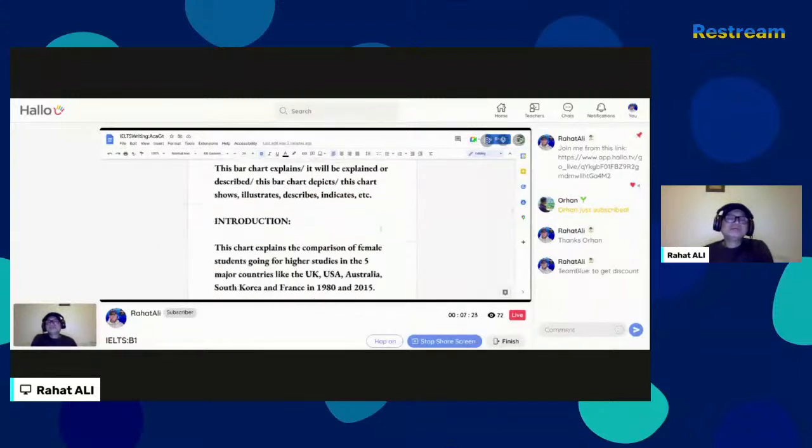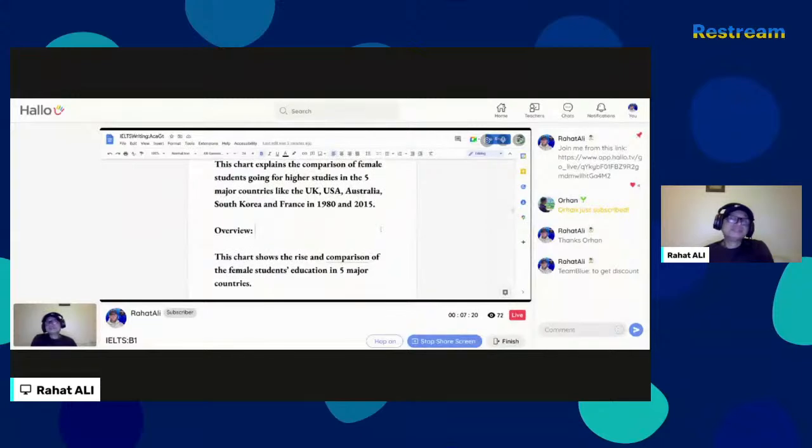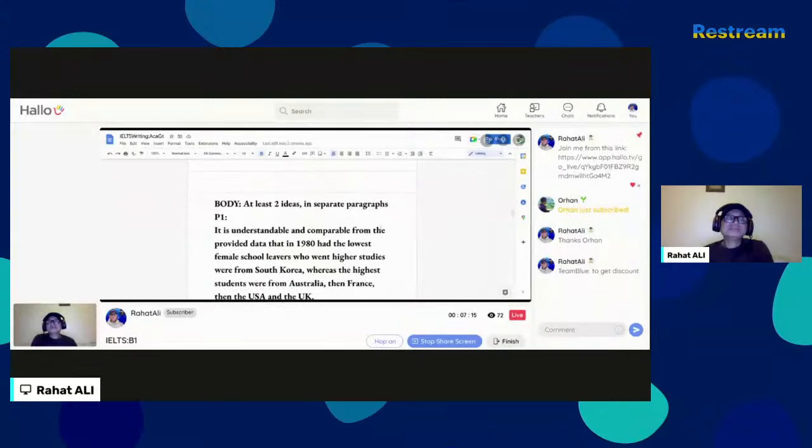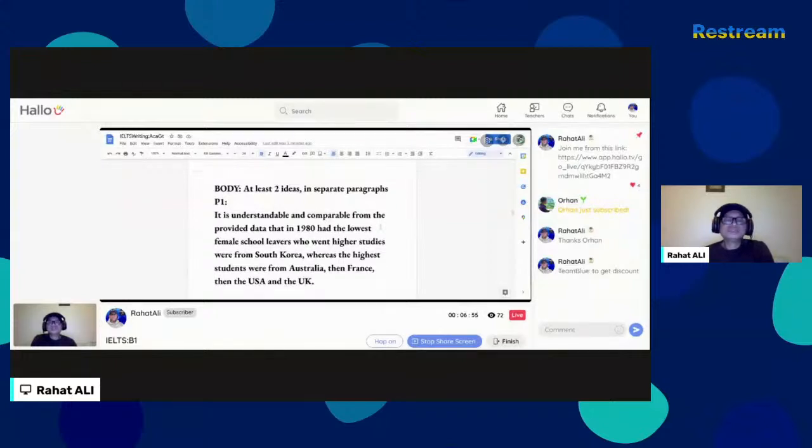So I've just given a sample, guys. Remember, once again, and disclaimer, this is my writing. Your writing would be different. So in body paragraph 1, I've just written, it is understandable and comparable from the provided data that in 1980 the lowest number of female school leavers who went to higher studies were from South Korea, whereas the highest were from Australia, then France, USA, and the UK.